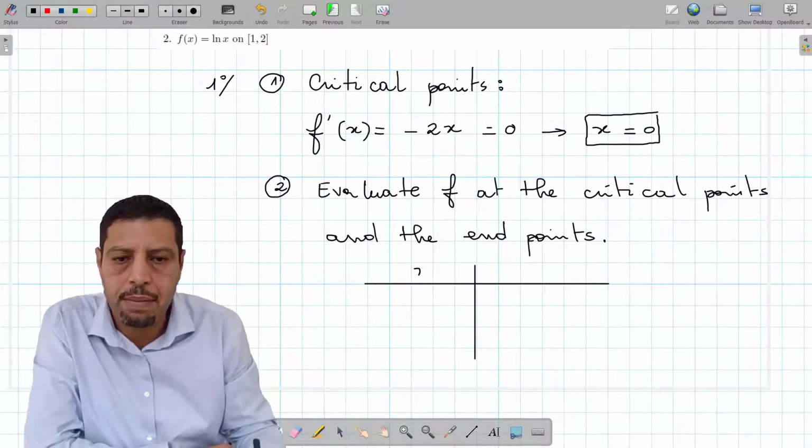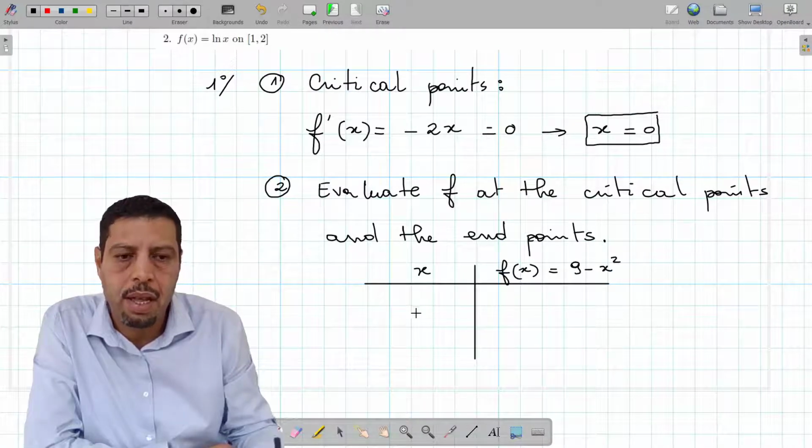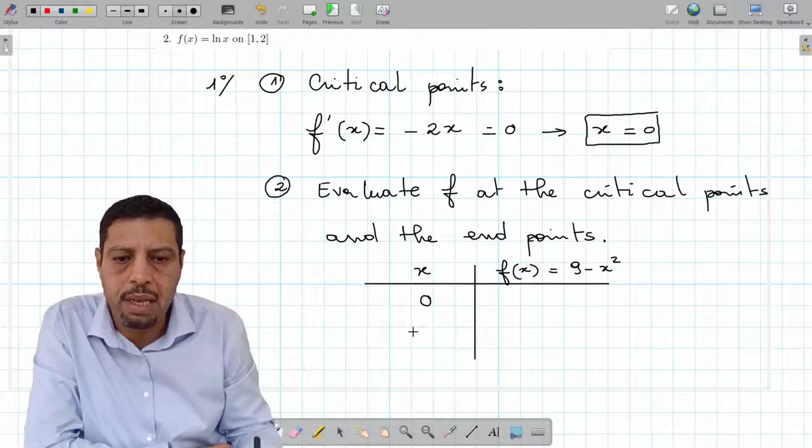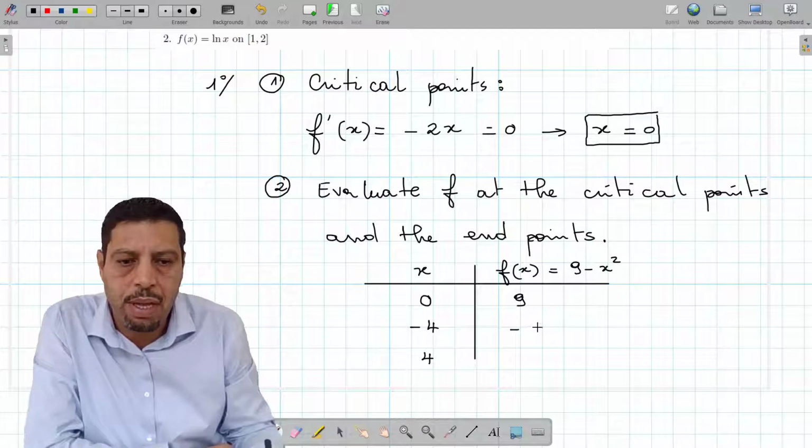So we have x, f of x, which is 9 minus x squared. The first point is the critical point 0. The endpoints are negative 4 and 4. For x equals 0, f of x will be equal to 9. For x equals negative 4, f of x will be equal to negative 7. And for x equals 4, it's also negative 7.